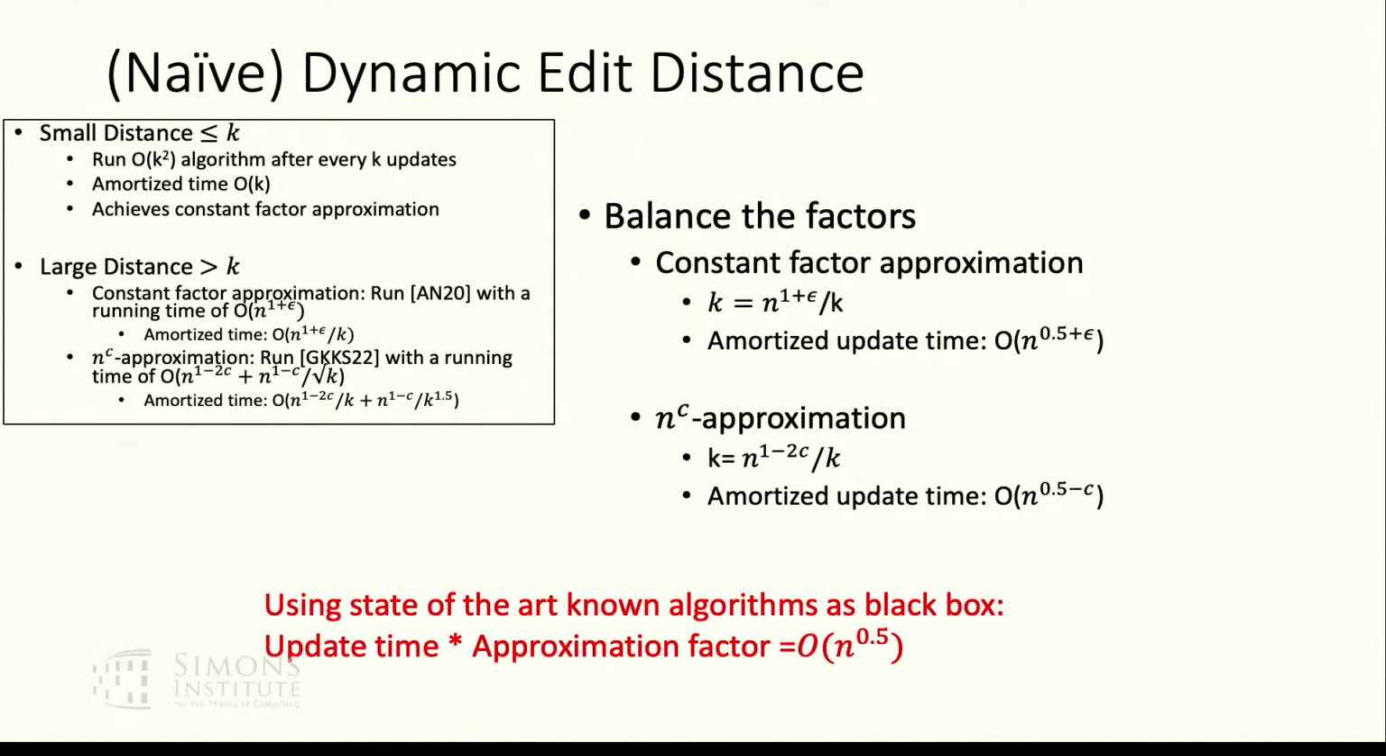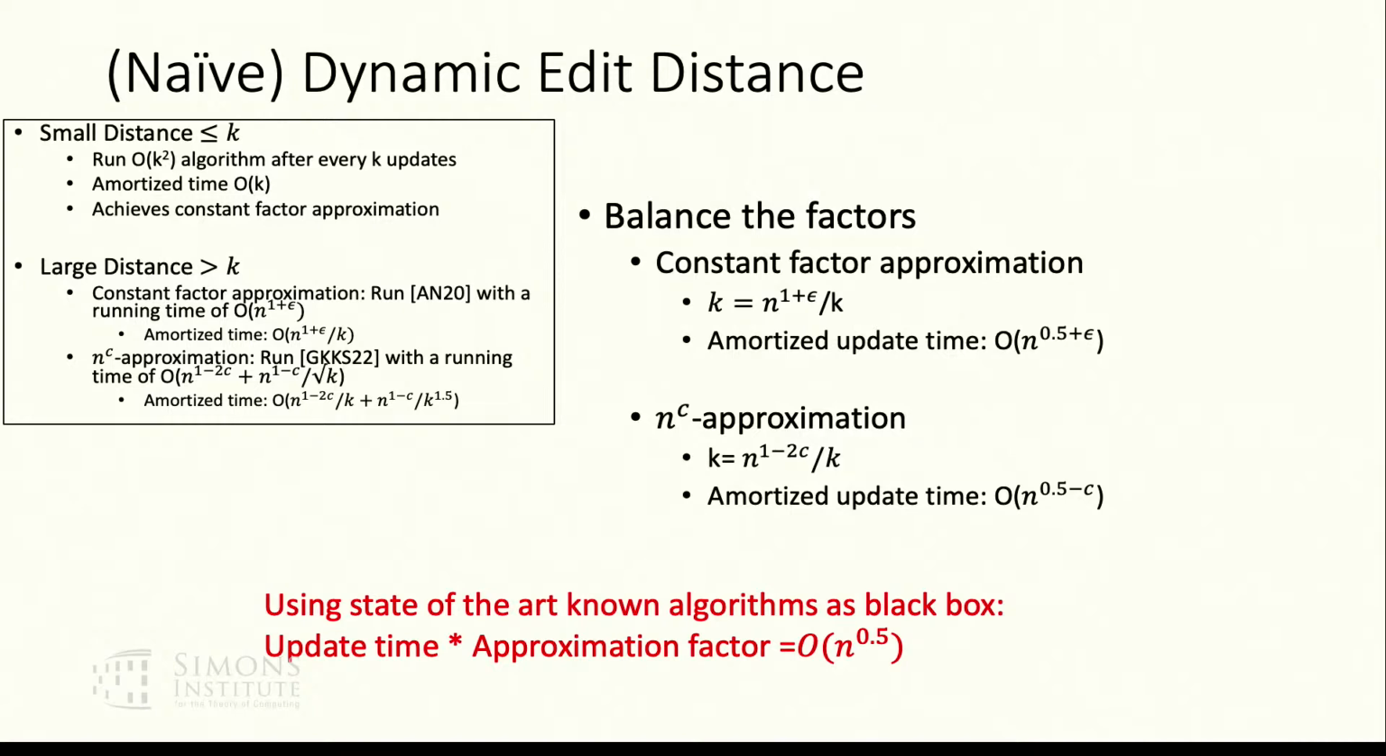So that's the first thing that we do. Now you have to balance: if you are using Andoni-Nosatzki for large distance and this algorithm for small distance, then you just balance k with this, and that gives you an amortized update time of n to the 0.5 plus epsilon. This is for constant factor. And if you want an n to the c approximation, you balance k with whatever is written here, and that will give you an amortized update time of n to the 0.5 minus c.